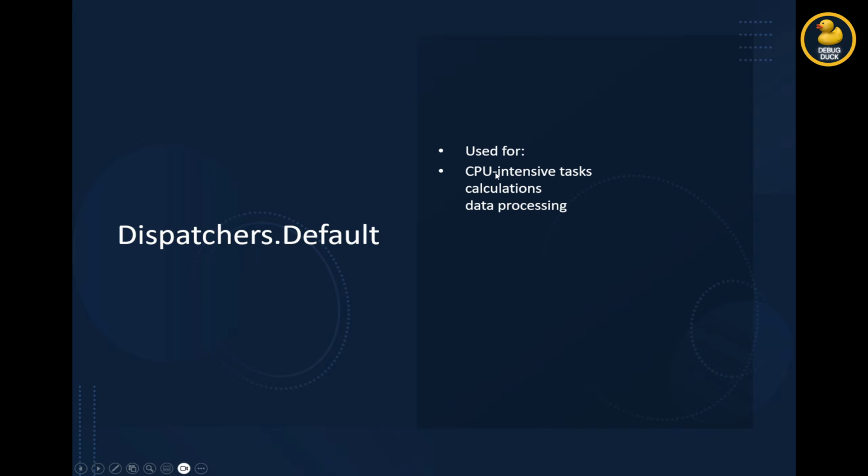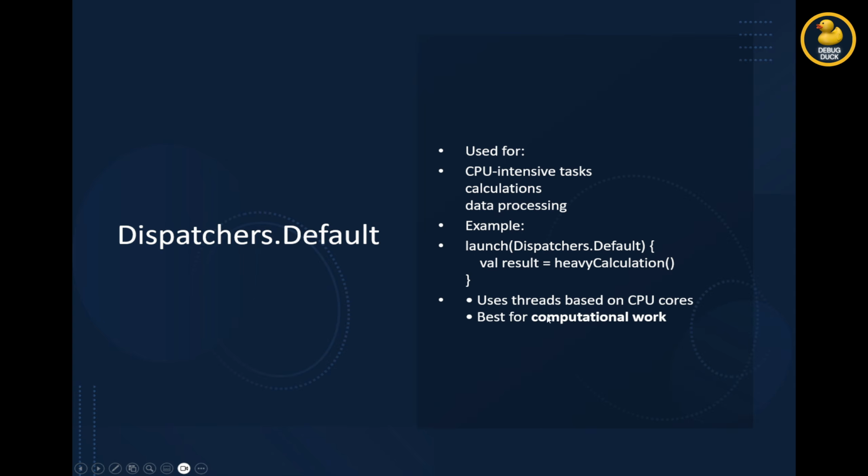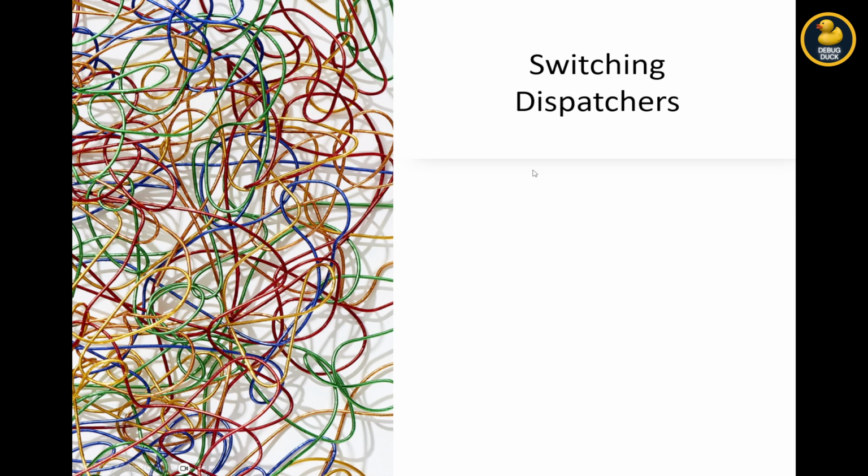Dispatchers.Default. It is used for CPU intensive tasks, calculations, and data processing. For example, launch Dispatchers.Default, val result = heavy calculation. It uses threads based on CPU cores and is best for computational work.